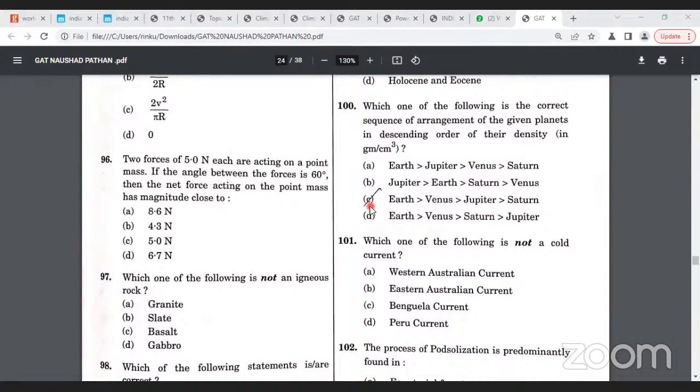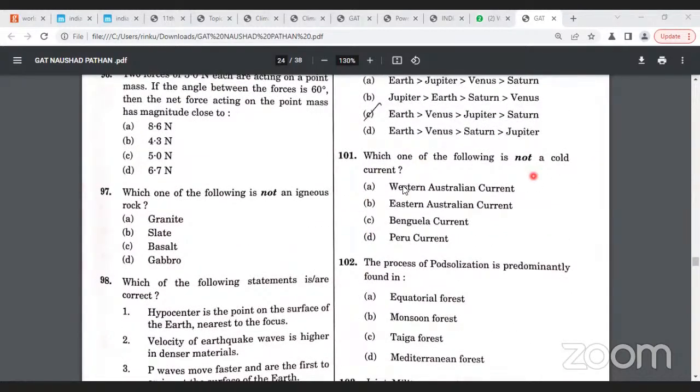Question number 100. The answer to it should be C. Which one of the following is not a cold current?